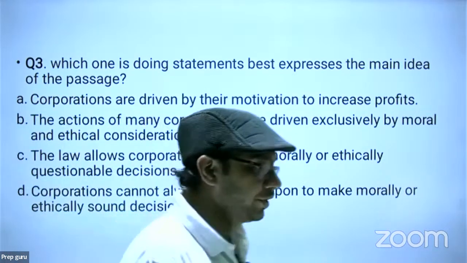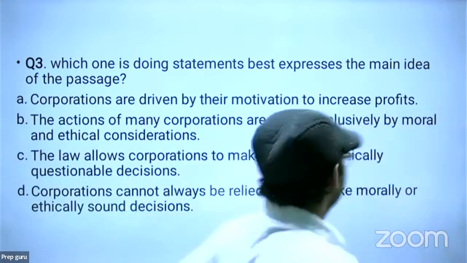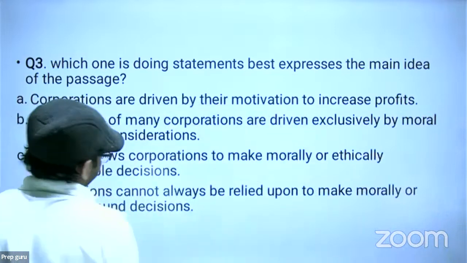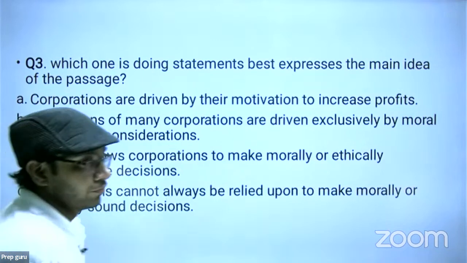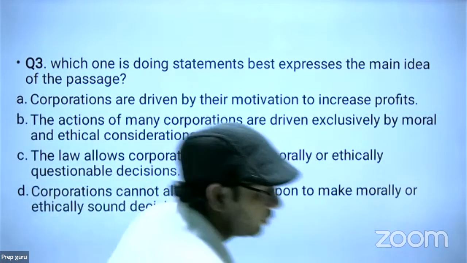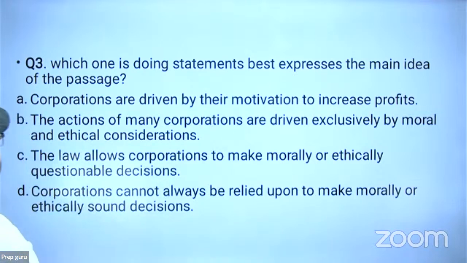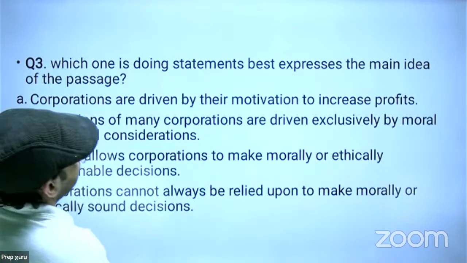Okay, Gauri is saying D. Any other answer? Apart from D, any other answer? D, Tushar. Okay, D. Let's see what is given in option D and other options.